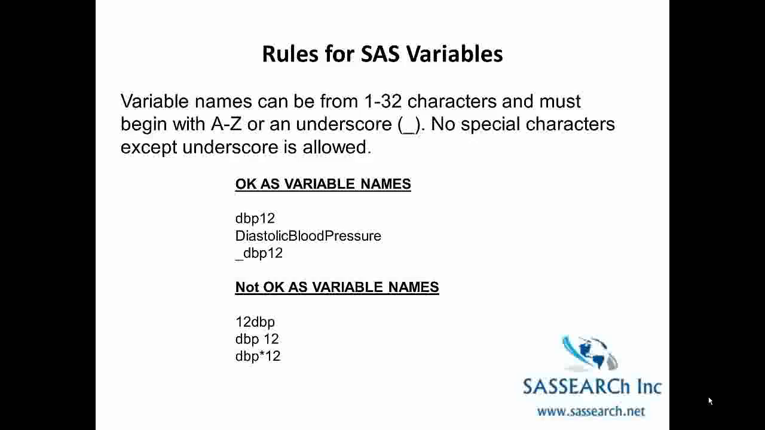A good practice is to make your variable name as short as possible, but which is still descriptive. I use the variable DBP12 to indicate the diastolic blood pressure at the 12-month visit.